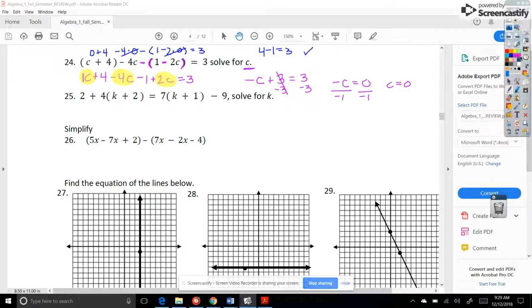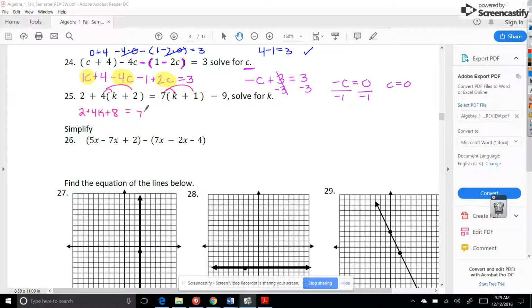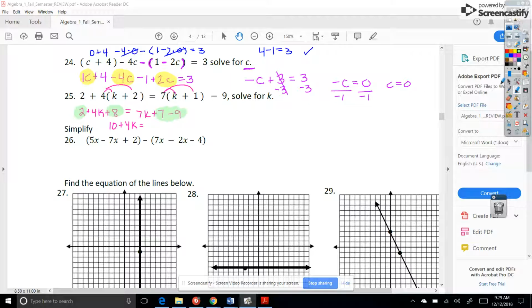Okay, let's try another one. I have distributive property with my 4. And then I have distributive property with my 7. And then subtracting 9. Okay, combining my like terms, I have 2 plus 8. That gives me 10. And 7 minus 9, that's negative 2. No more like terms, so now I go into my inverse operations. I'm just going to rewrite it over here.